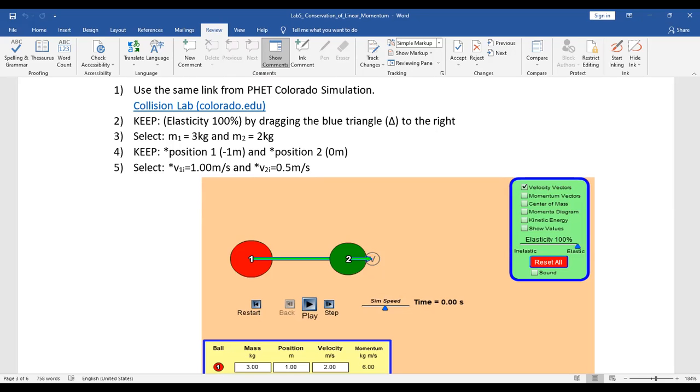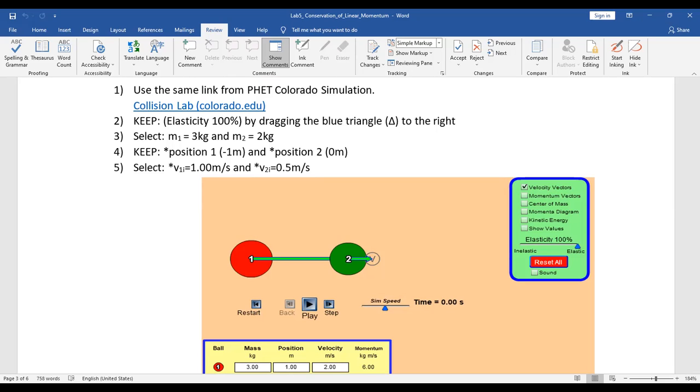Initial position is 0 and -1, 0, and 1.5, 1.5, 0.275. Then what happened? We're going to see here. We're going to play.